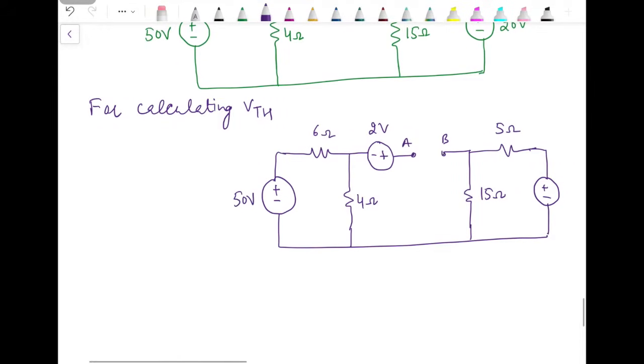We need to find out the voltage over here. Let's mark the polarity as this, writing it as VTH. Now we can find out VTH by applying KVL in this loop. The voltage across the open loop terminals is VTH. Here we have a 2 volt source. We can write the voltage drop across the 15 ohm resistance and 4 ohm resistance if we know the current through these two respective resistances.